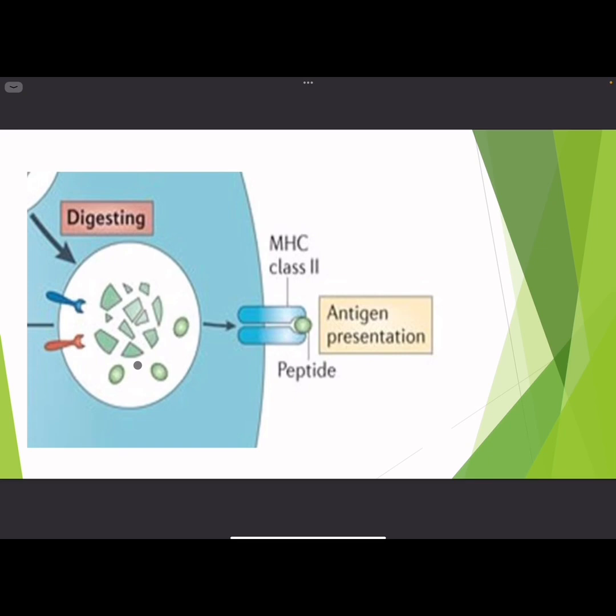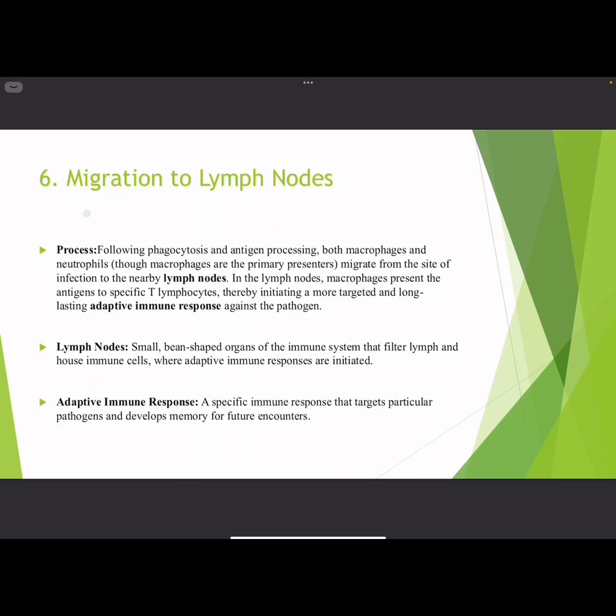As you can see over here, we have the digested microbe inside the macrophage, and then the macrophage would present the antigen of this microbe using the MHC class II, and then a helper T cell would come from here and would now get to know this antigen for further immunity. Finally, we have step 6, which is the migration to lymph nodes.